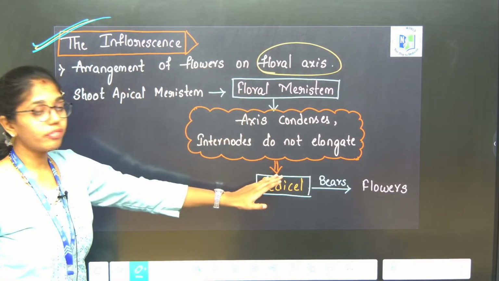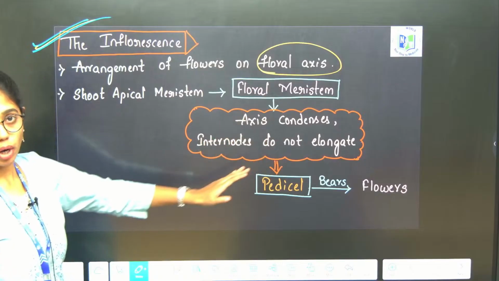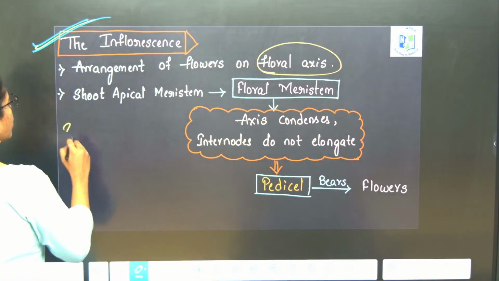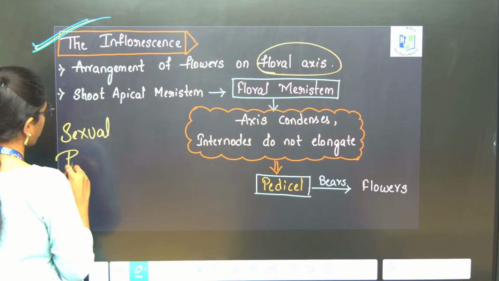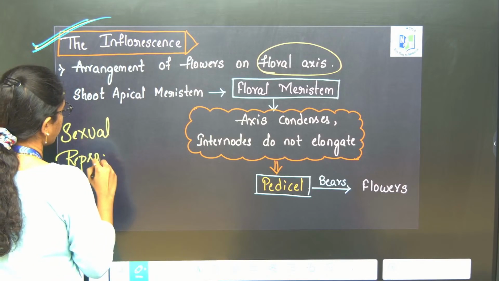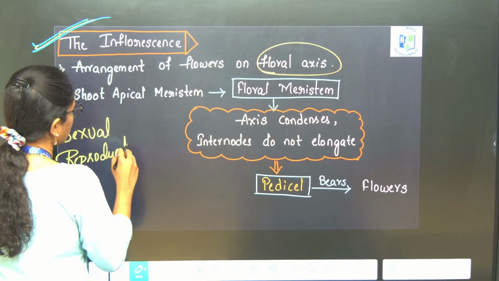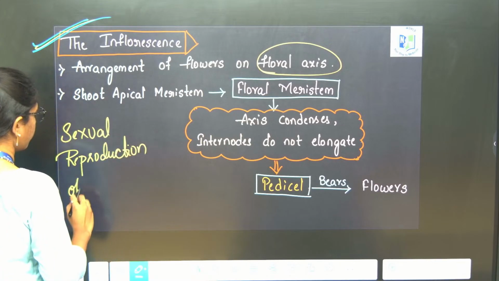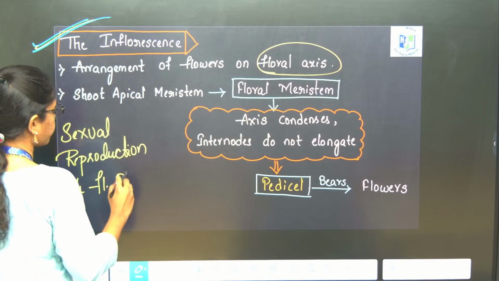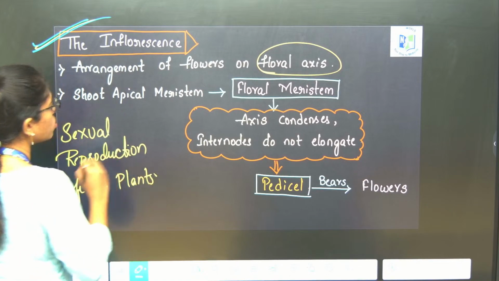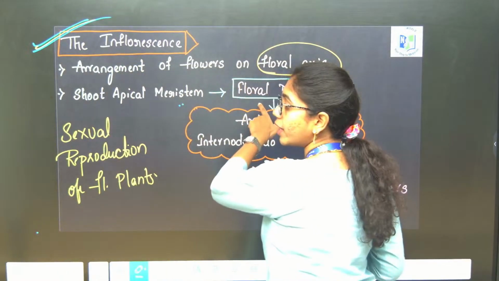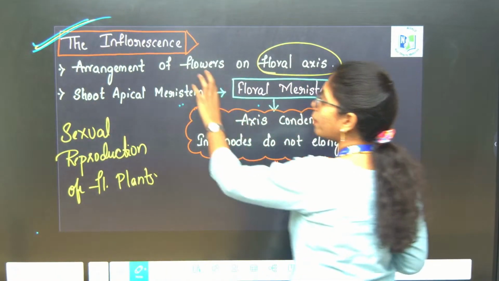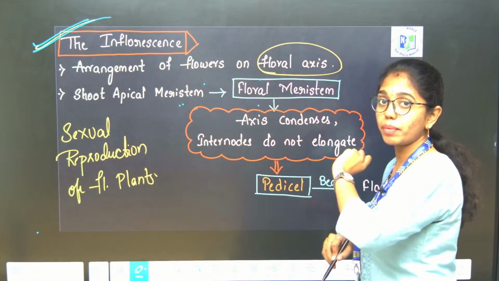This pattern of development is very important because it will also be there in your chapter Sexual Reproduction of Flowering Plants. So here you see, first the shoot apical meristem will be modified to floral meristem. How will the shoot apical meristem be modified to floral meristem?